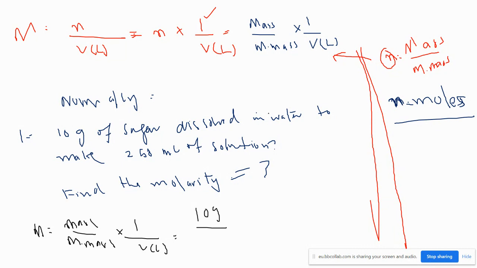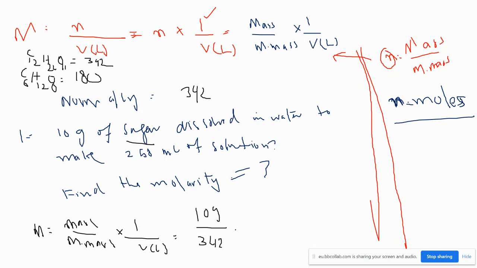Molar mass of solute, I think we already calculated for sugar, which was 342. 180? Not sugar, 342. 180 is for glucose. For sugar, it is 342, I think. Okay. So we have 342, and then 1 divided by volume in liters.